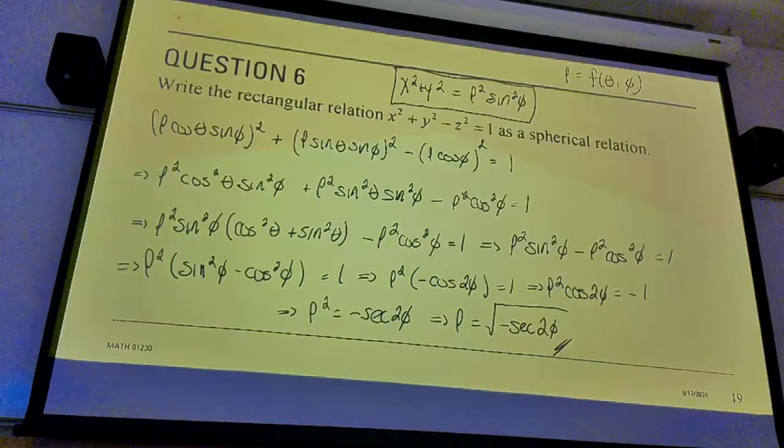Right, there obviously are. You can't have cosine being 0, because then you get 0 equals -1, which is nonsense. And you can't have cosine being positive, which means secant can't be positive. Otherwise, you get rho squared is equal to -1. You get rho squared as a negative, which can't happen.